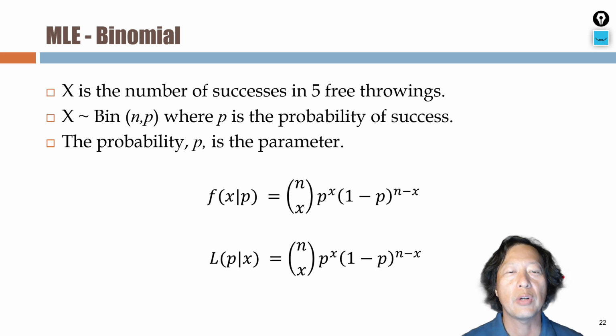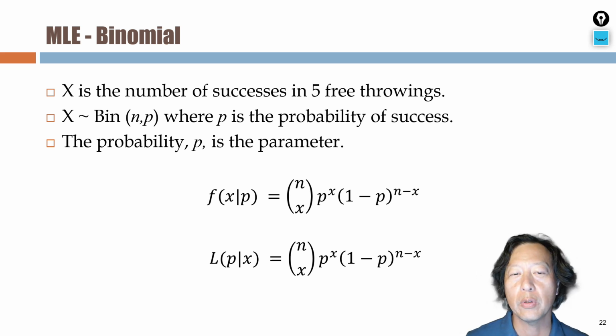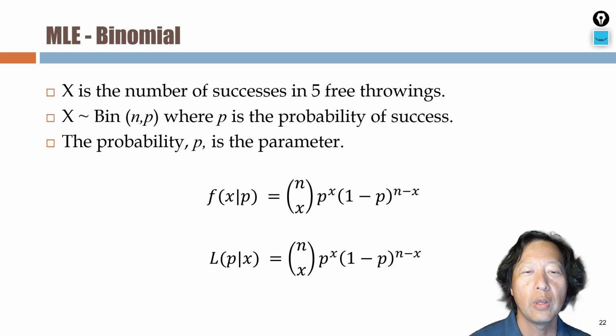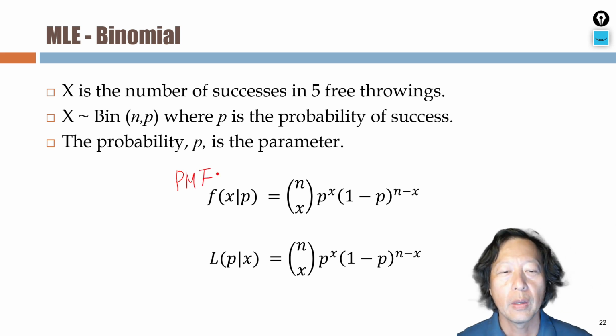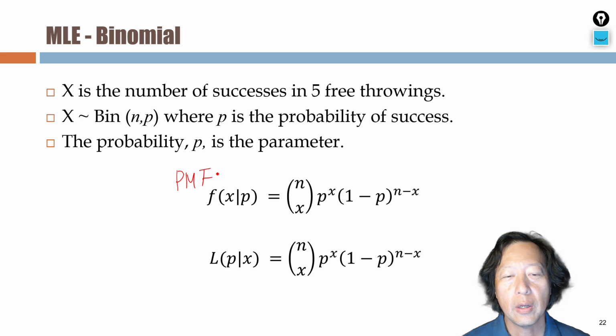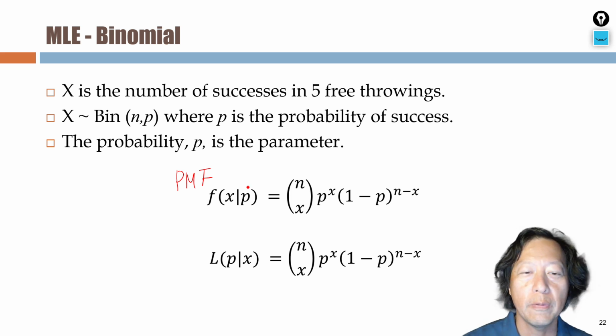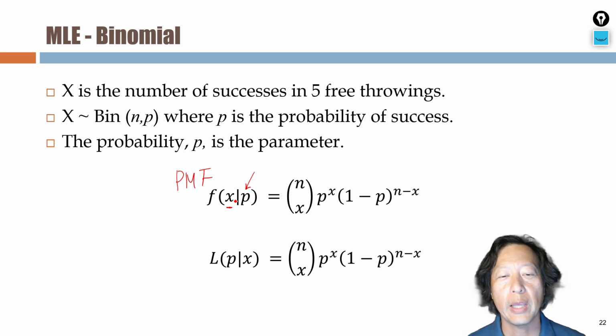So I'm trying to find out what is P here. It depends on our observation. It's a probability, but this is not a continuous random number, so instead of the PDF, we use a PMF, which is the probability mass function. The function is given P. If P is given, then we can calculate the probability of having an X.